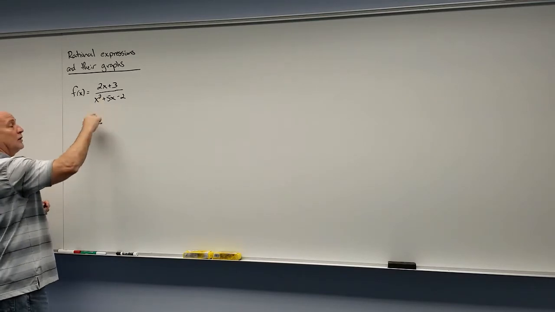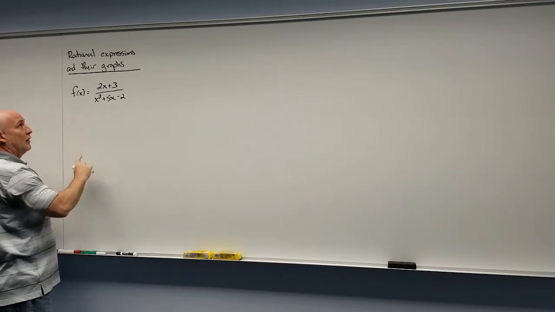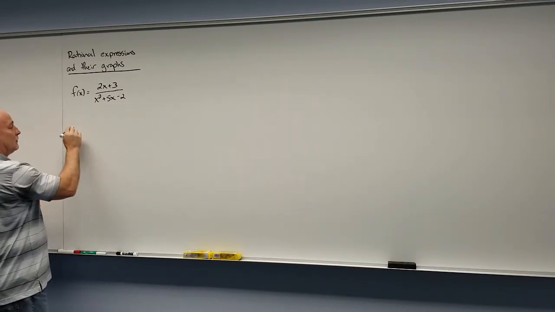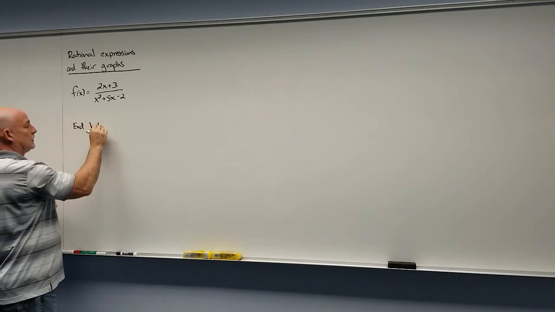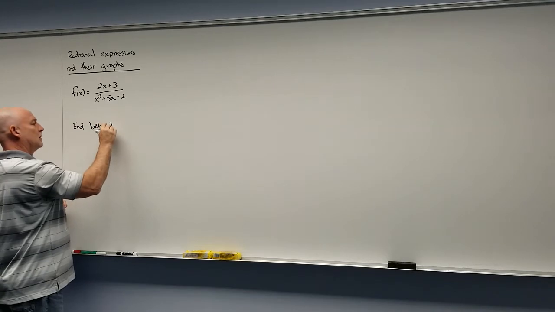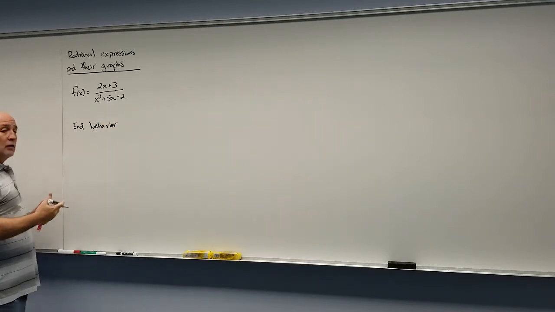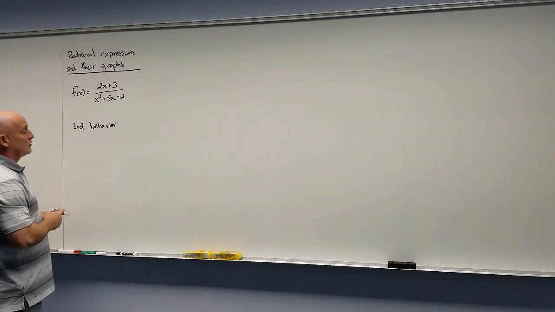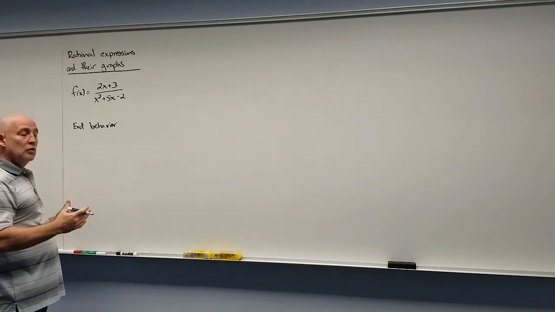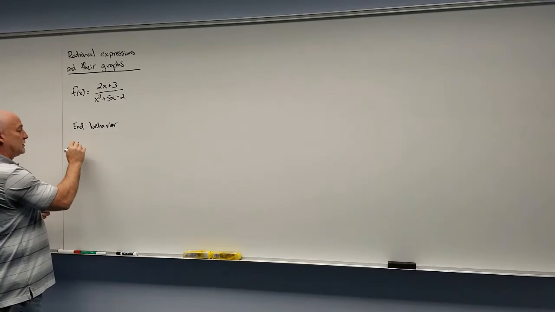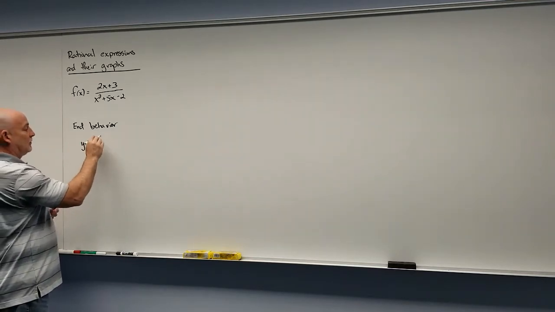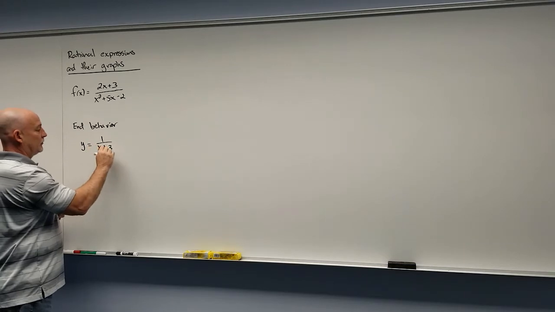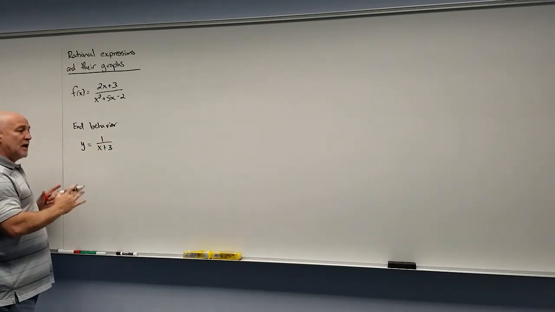Now, there's a lot of different features to a graph for a rational expression. First off, let's take a look at something called end behavior, which we've already looked at for polynomials, but not for rational expressions. Now, we're looking at a new notation that we haven't seen before. Let's say this is our graph, y is equal to 1 over x plus 3. And I said, what's happening at the end?